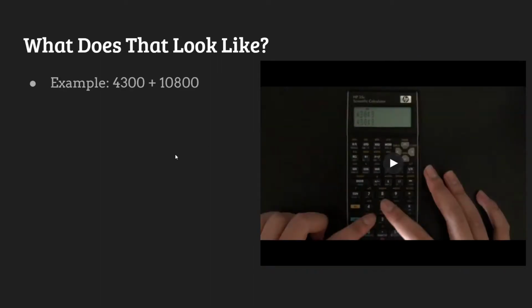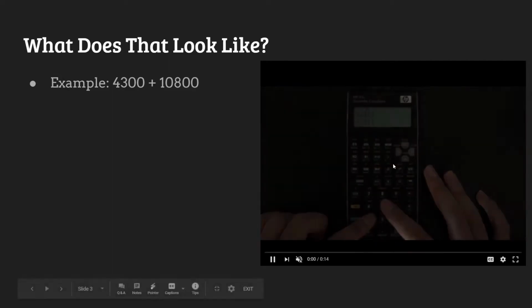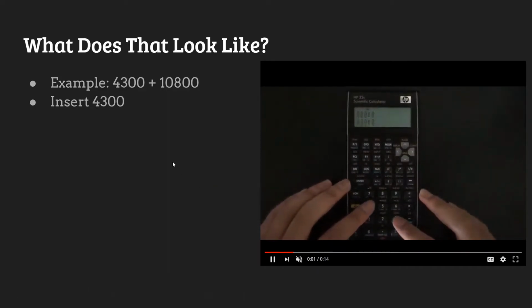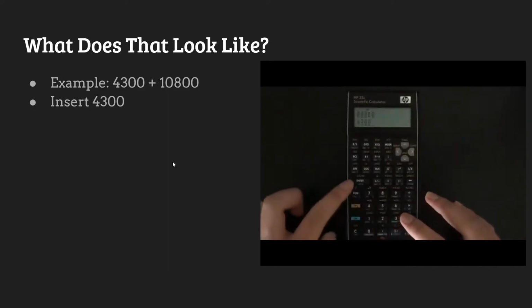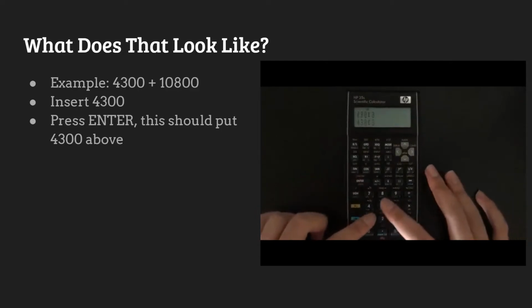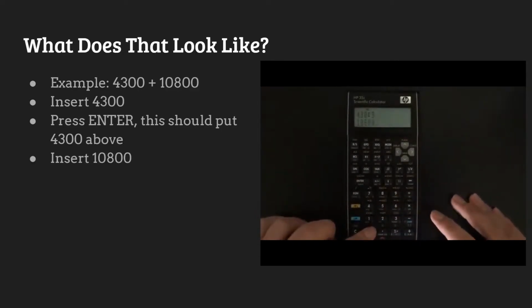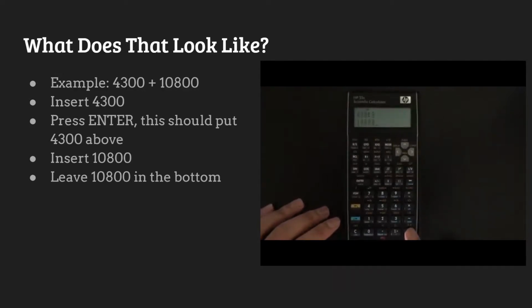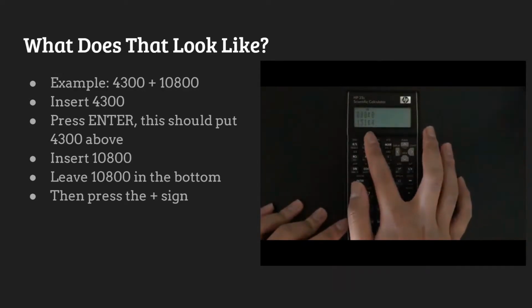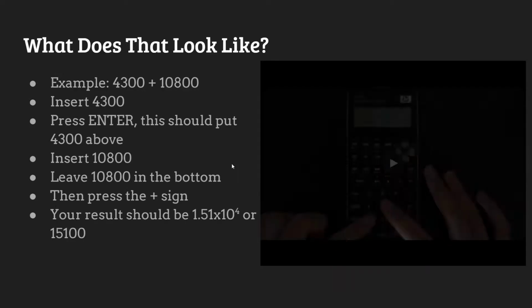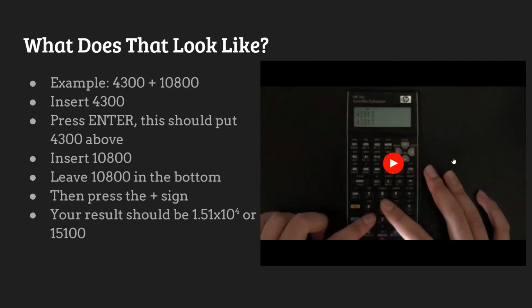In those final examples, I showed how that would literally look, so now we're going to look at how that would look in the calculator. Our example is 4,300 plus 10,800. So I insert 4,300, I press enter and that goes to the top. Then I insert 10,800 and then it's at the bottom, and then I add. My answer should be 1.51 times 10 to the 4th power.